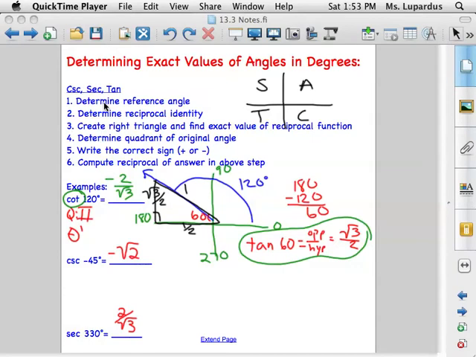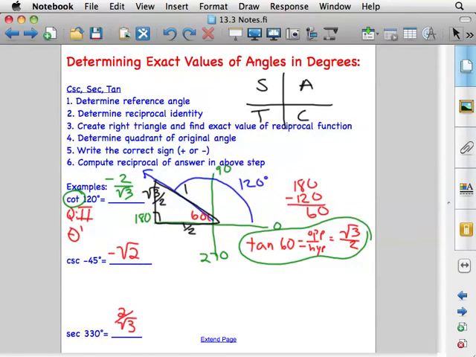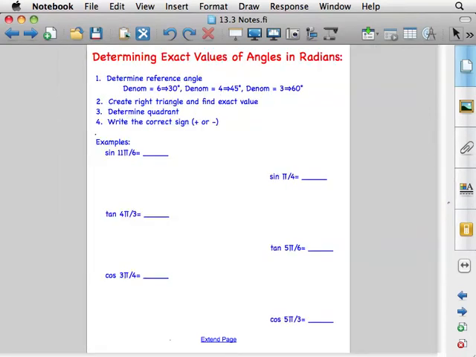The last set of examples we need to work on here are determining exact values when working with radians. What's nice about these is, by looking just at our denominator, step 1 tells us we can determine our reference angle. My denominator on my first example is 6, so I know my reference angle, if it's got a denominator of 6, is going to be 30 degrees.